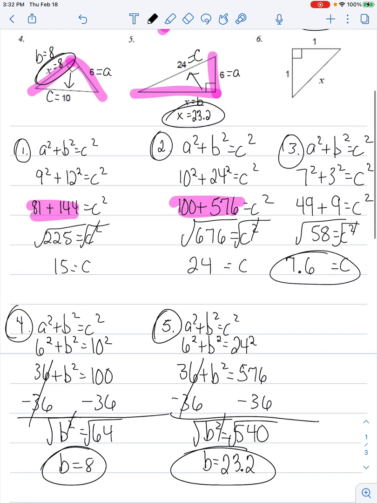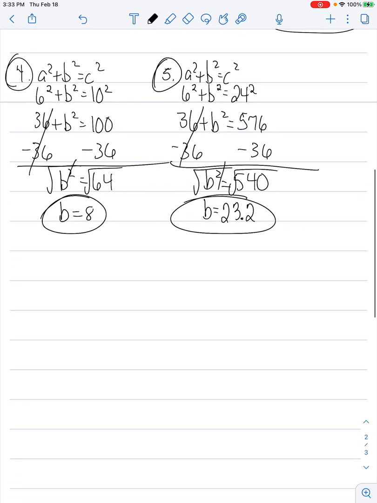And last but not least, number 6. So first, do I have my C or am I looking for C? Well, it looks like in this case, I don't have C. So whenever I solve that, my answer will be the X. So A and B are both 1. So A squared plus B squared equals C squared. 1 squared plus 1 squared equals C squared.